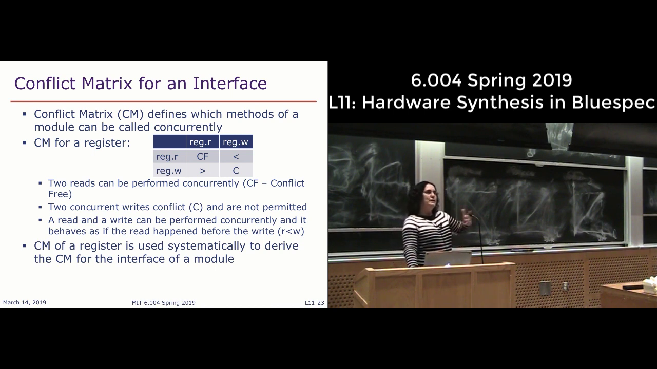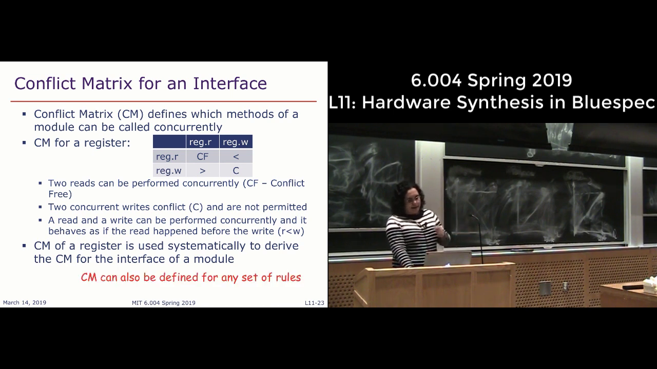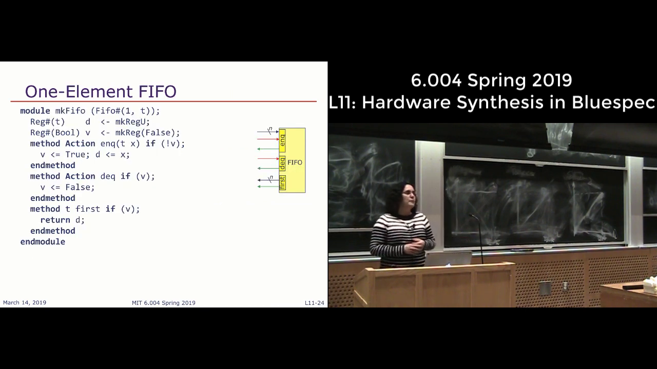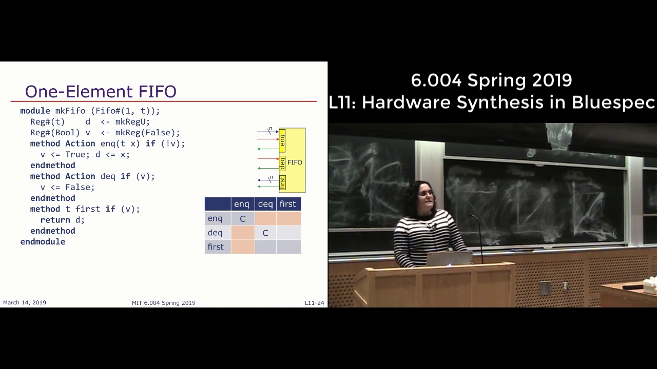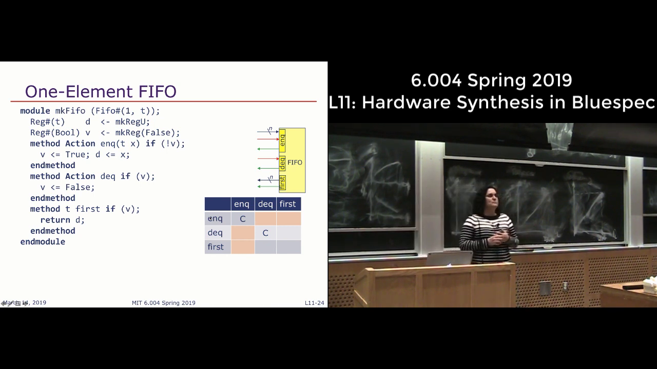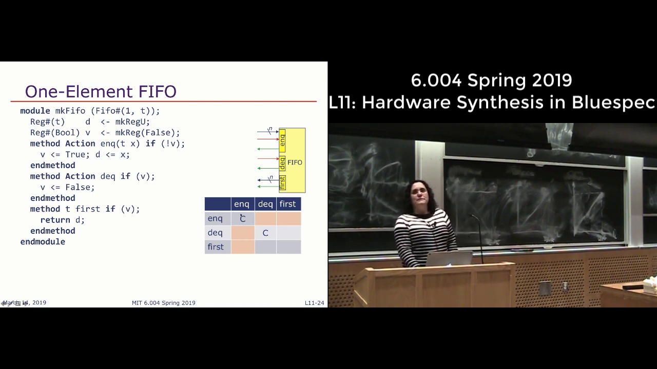All right, and so then we use this conflict matrix of a register in order to build up conflict matrices for all of our modules. And you can also basically build conflict matrices for rules as well. And so we're going to finish off today by just looking at our one-element FIFO and trying to think about what the conflict matrix for this one-element FIFO looks like, right? So what are the methods that we've got? We've got NQ, DQ, and first, and we want to get a sense for which combinations of these methods could actually be executed in parallel, okay?